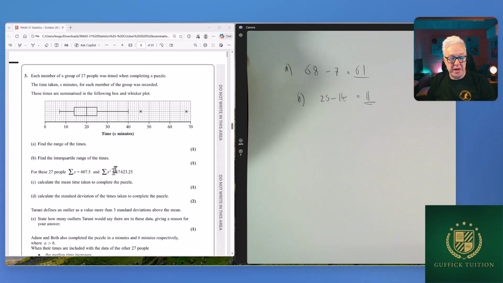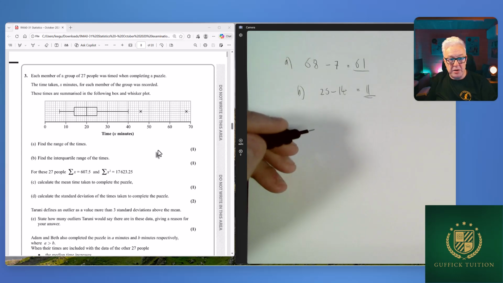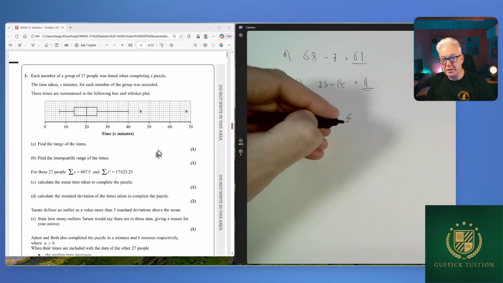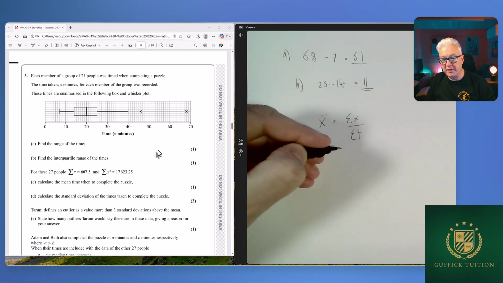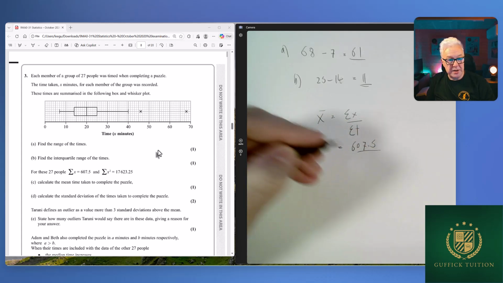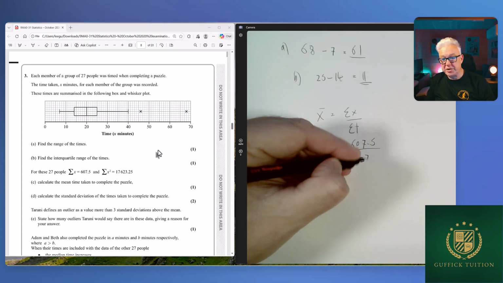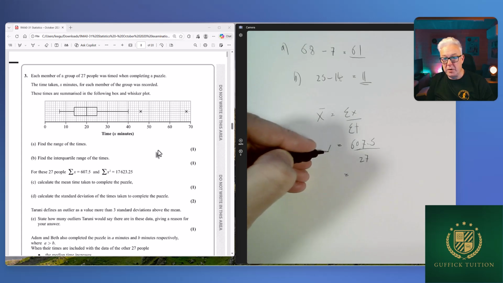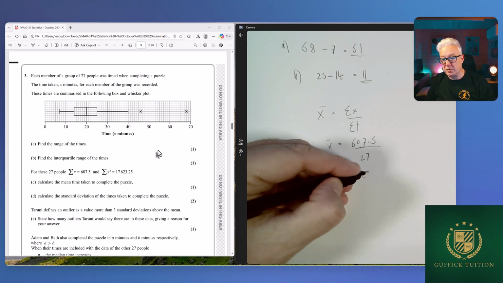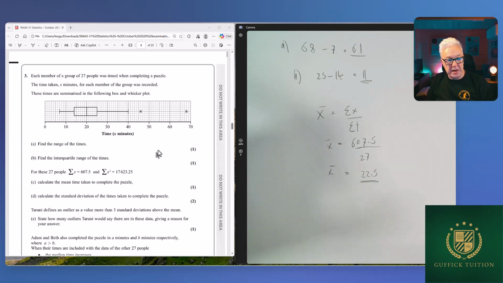Now, for these 27 people, sigma x is 607.5 and sigma x squared is 17,623.25. Calculate the mean time taken to complete the puzzle. So x bar is going to equal sigma x over sigma f. Our sigma x is 607.5 and our sigma f is the number of people, which is 27 people. So we work out our mean, that turns out to be 22.5. So 22.5 is our mean there for part C.